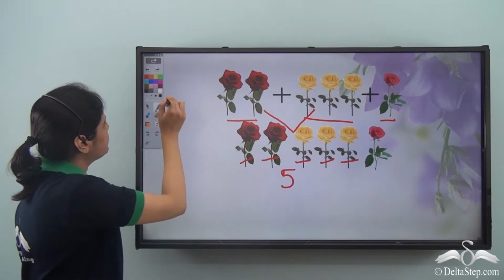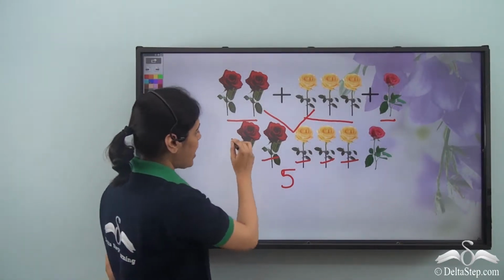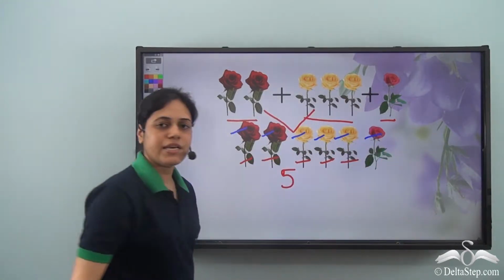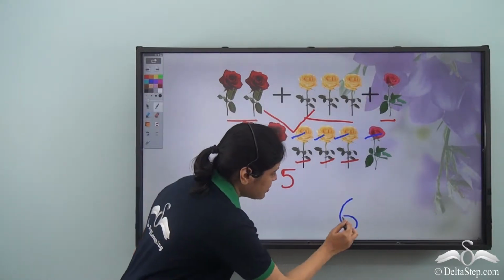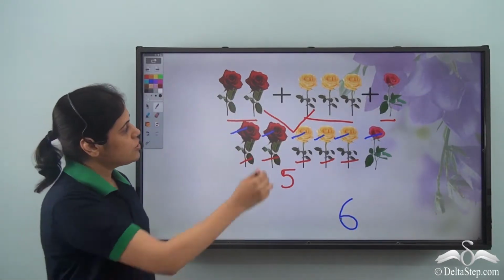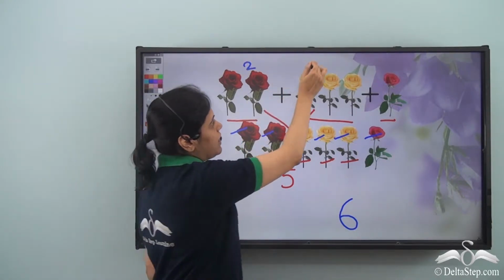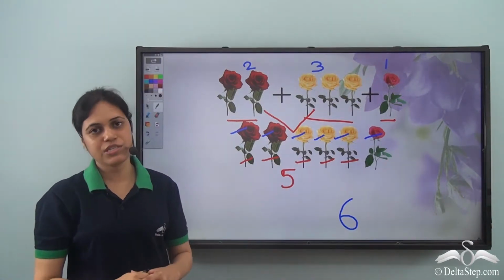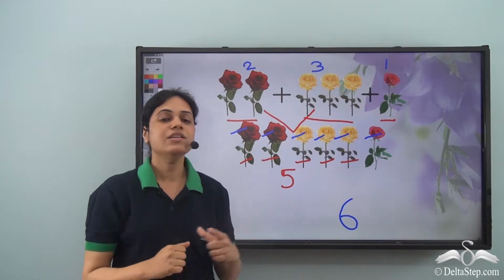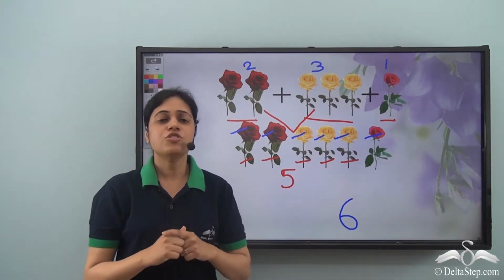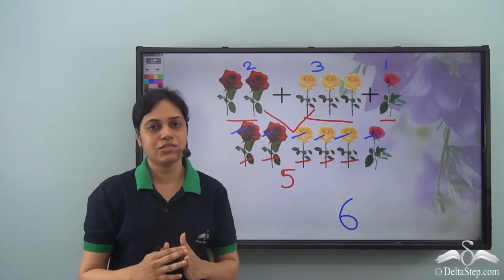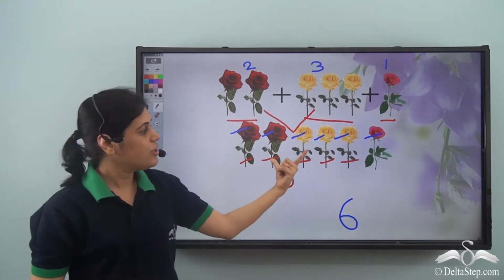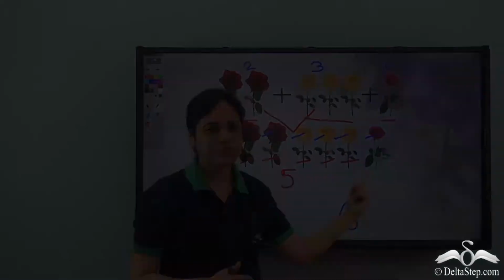Let's count. I have 1, 2, 3, 4, 5, 6. So now I have 6 roses. So 2 roses plus 3 plus 1 gives me 6 roses in total. That is, there are 6 roses altogether. So this is how you can add 3 things. First, you can take these two, add them, and then you can add the last one.